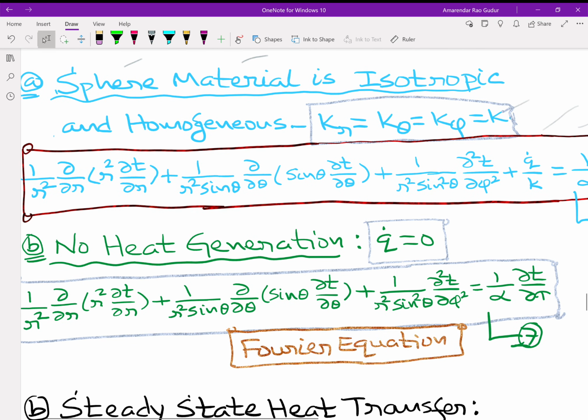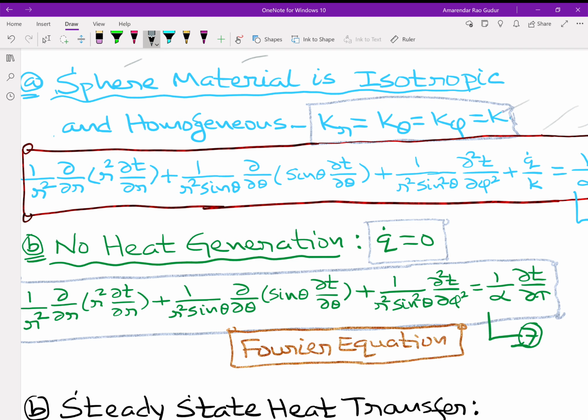I may say 2D steady state, no heat generation. For 2D steady state, the first 2 terms are equal to 0. So 1 by r square gets out. Therefore, del by del r of r square del T by del r plus 1 by sin theta del by del theta of sin theta del T by del theta is equal to 0. It's as simple as that.